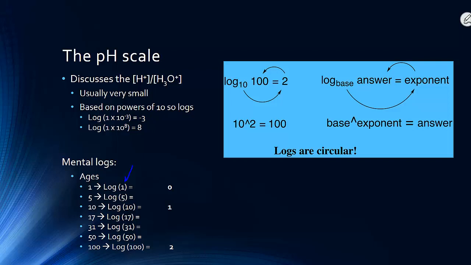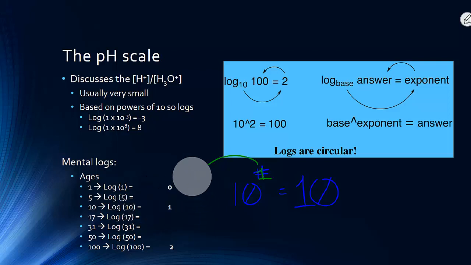Like if someone at our school was 1 year old, it's a terrible example, what would I have to raise 10 to get 1? Anything raised to the 0 power is 1, so the log of 1 is 0. Or if I have someone at the school who's 10, what would I have to raise 10 to in order to get 10? I'd have to raise it to the first.